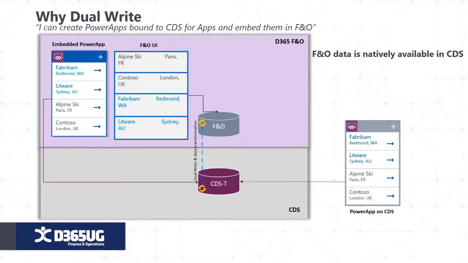As expected, the information from the CDS customer entity or an account entity would be in the FNO database, and vice versa. Similarly, the Power Apps which is over here, which is embedded into FNO, and the one which is bound to CDS, now share all the information here. That's what happens when you enable the dual write.